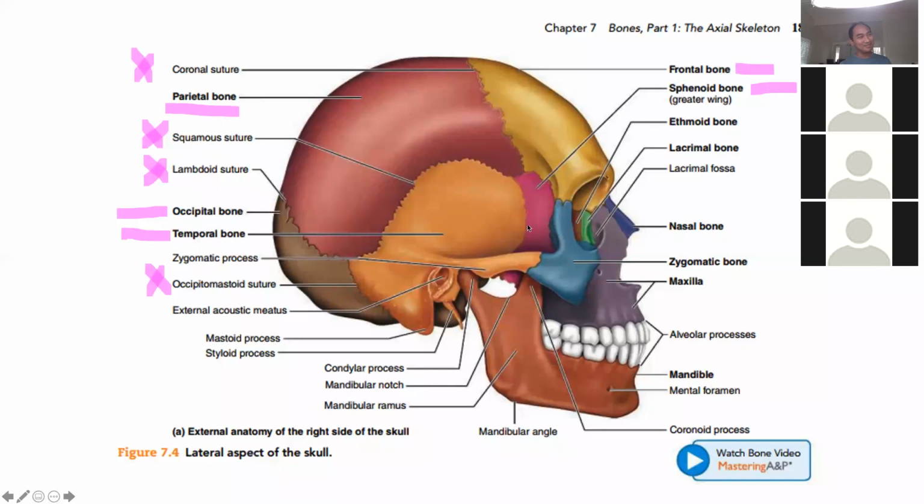What color will you say, this one? Can somebody help me? This temporal bone color? Orange? Yeah, orange, yeah.